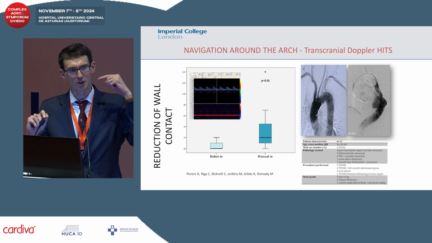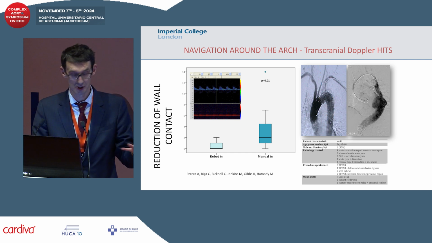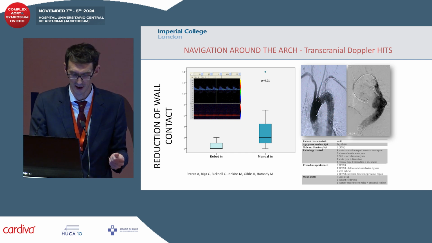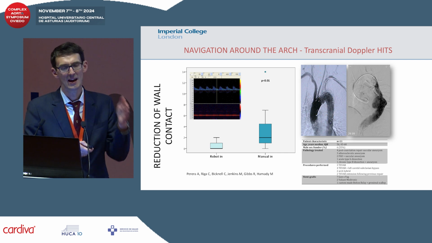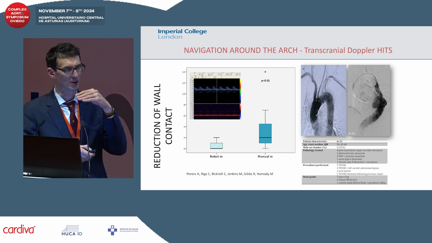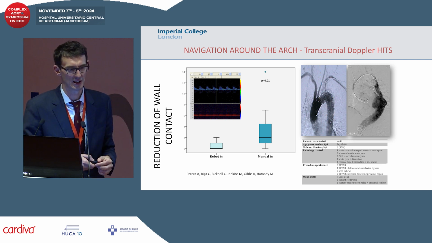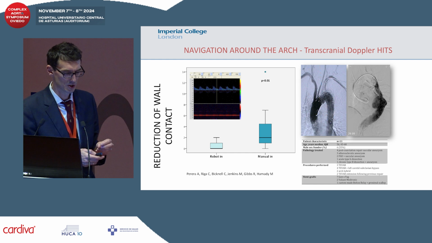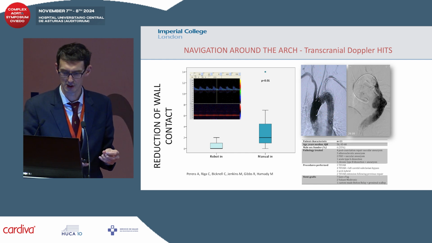We looked at crossing the arch, simply actually just putting a stiff guide wire in the aortic arch at the level of the aortic valve, manually and with a robotic catheter. And because you've got that control, we think, and you can pass down the center line of the vessel, we were able to reduce the transcranial Doppler hits that we measured at the time.